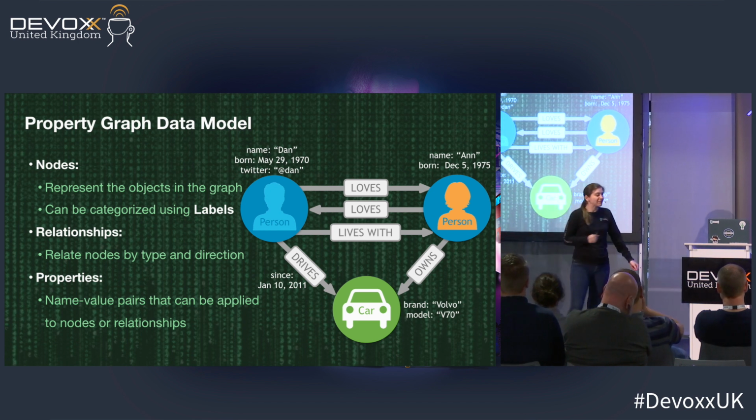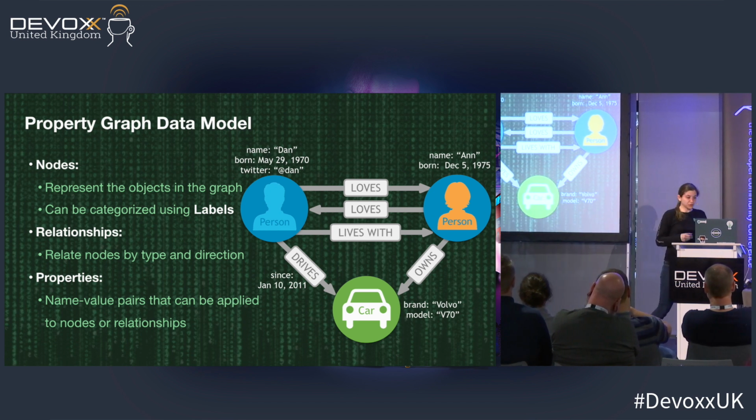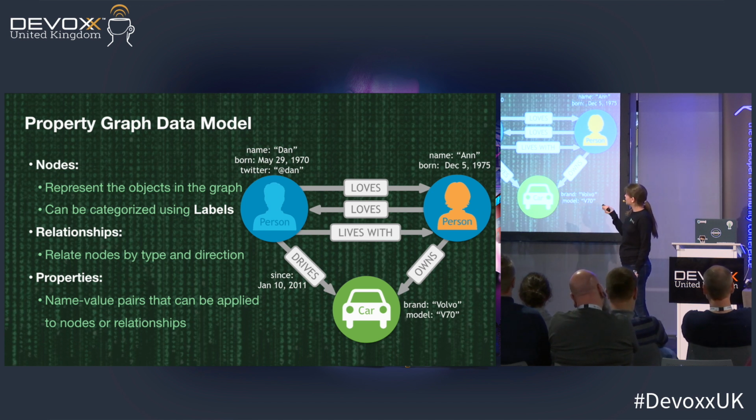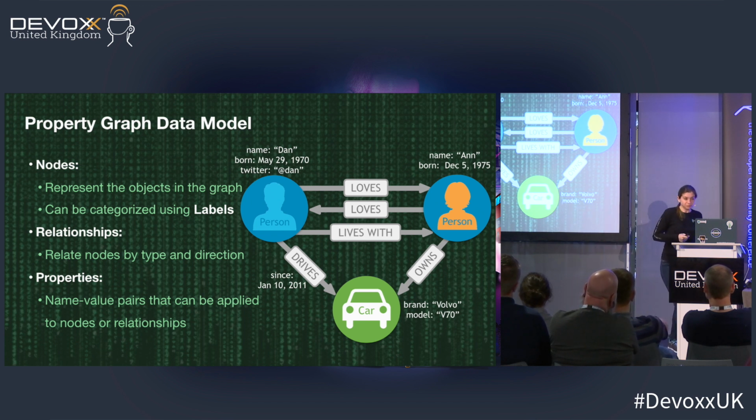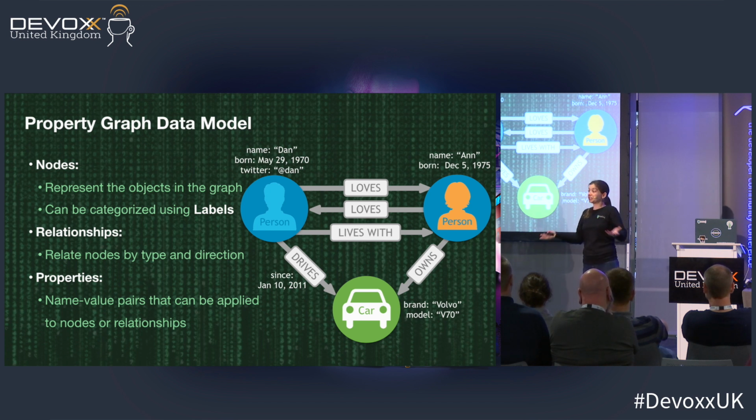Properties are basically just name-value pairs. You can put those on nodes as well as on relationships. So here we have name, born, and Twitter properties. Notice here we only have the name and born, the birth date. We don't have the Twitter property, and that's because with Neo4j, you don't need to store null values. If you don't have that property, you just don't store it. There's no need to store null.